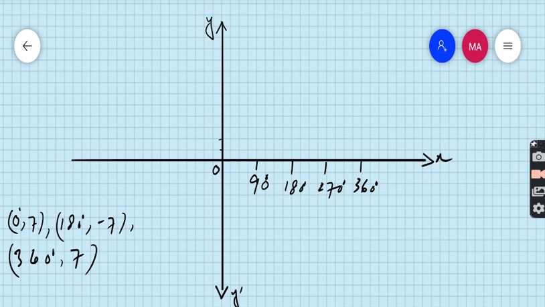So 1 2 3 4 5 6 7, positive 7, and minus 1, minus 2, minus 3, minus 4, minus 5, minus 6, minus 7. So the first point is (0, 7). This is the first point. The second point is (180, -7). The third point is (360 degrees, 7). Join all 3 points. Don't use a scale, just use freehand.